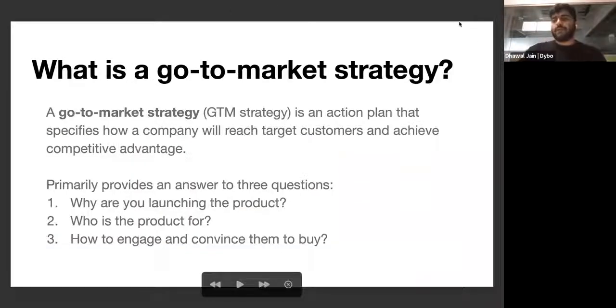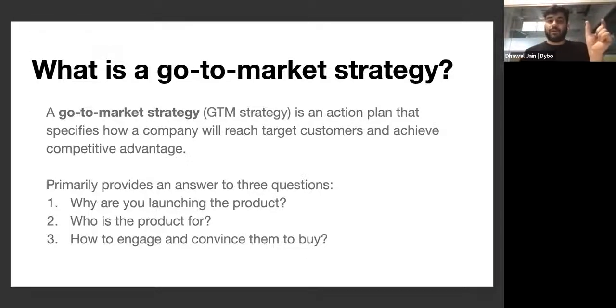Now, let's go on to the definition. What is a go-to-market strategy? A go-to-market strategy is an action plan. Understand it word by word, okay? It's an action plan that specifies how a company will reach its target customers, right? In the previous slide, we saw a cluster of potential customers. How you will reach out to them, that plan is the go-to-market, right? And through this, you achieve a competitive advantage.